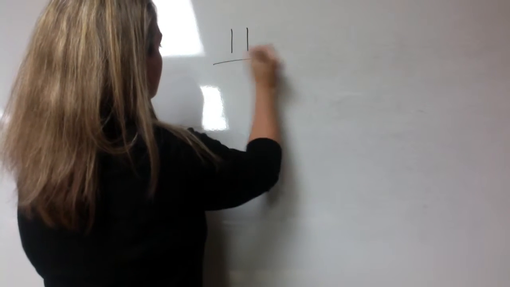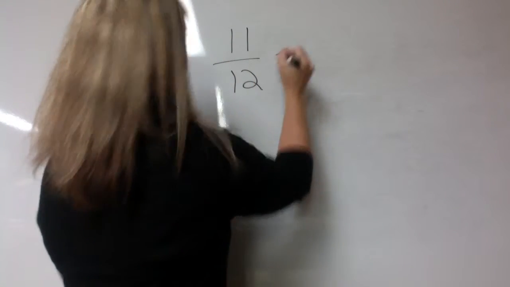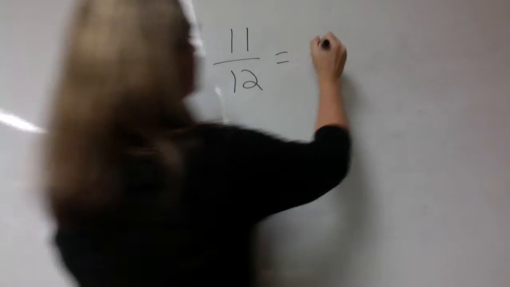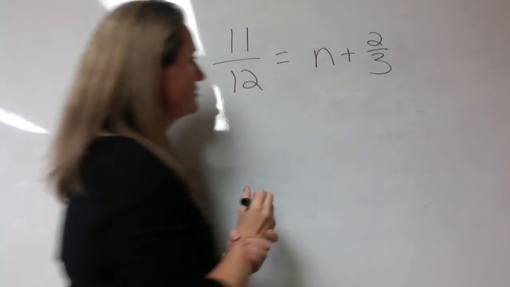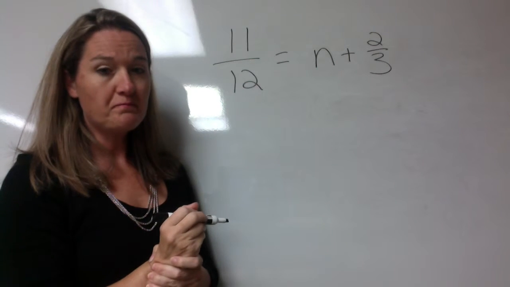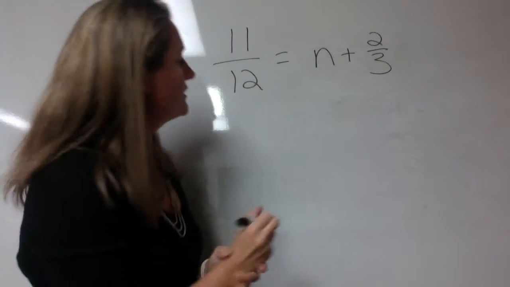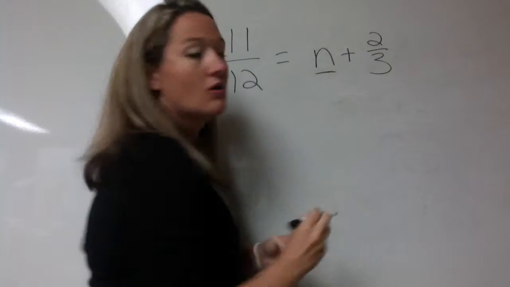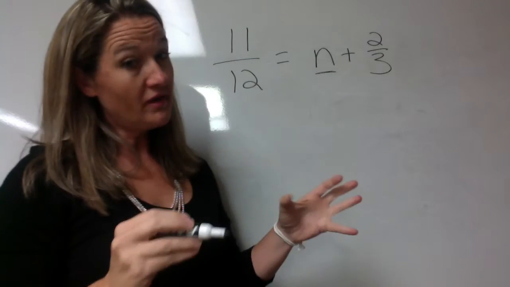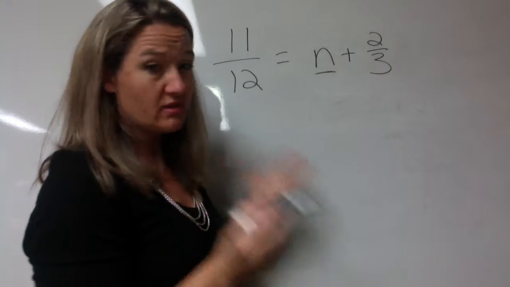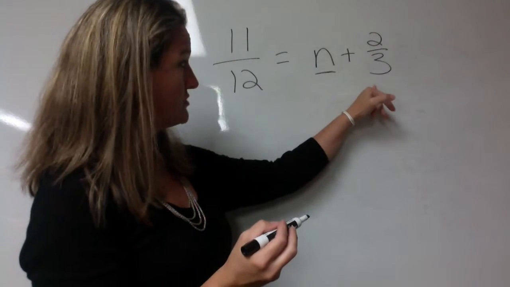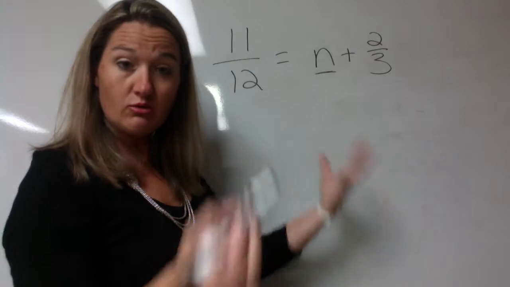Let's do 11 over 12 is equal to n plus 2/3. Okay, so again, we've got our variable here. Our whole goal is to get the variable all by itself on one side of the equation. So what's in our way? What's preventing that from happening? Yeah, the plus 2/3. So we've got to make that go away.